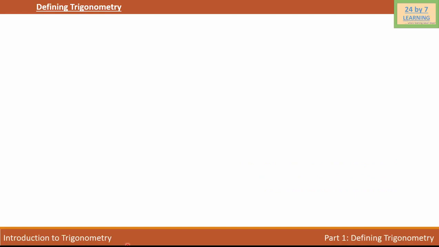Defining trigonometry. In order to understand what it simply means, let's explore what it actually stands for. Trigonometry comes from trigonon, which means triangle, plus metria, which means measurement. So if a study is involved with the measurement of the triangle, then that study is called trigonometry. Let's try to come up with a standard definition of trigonometry.